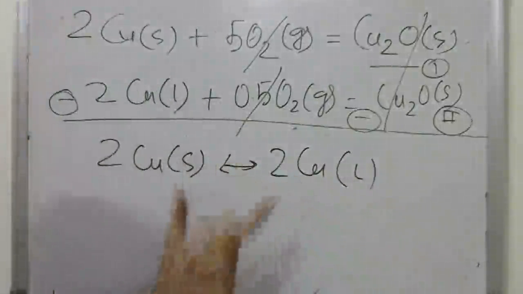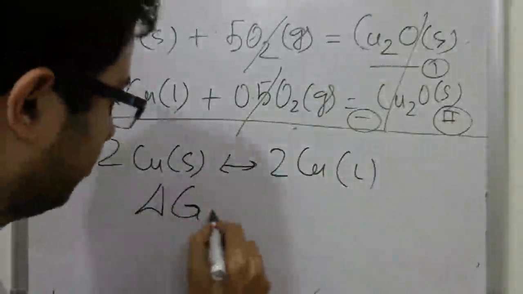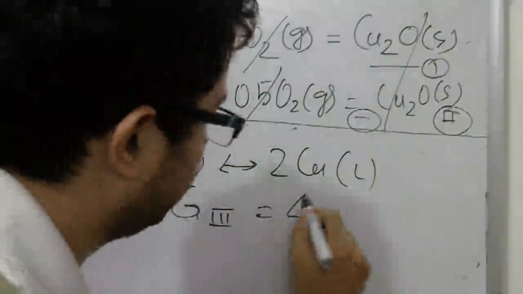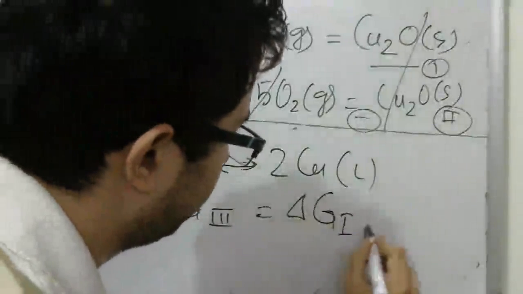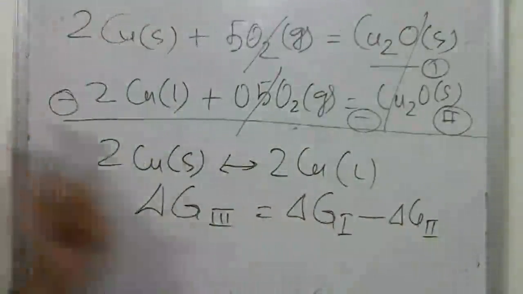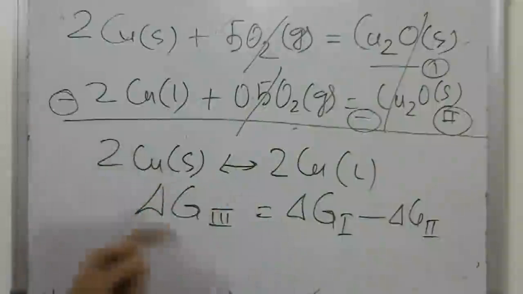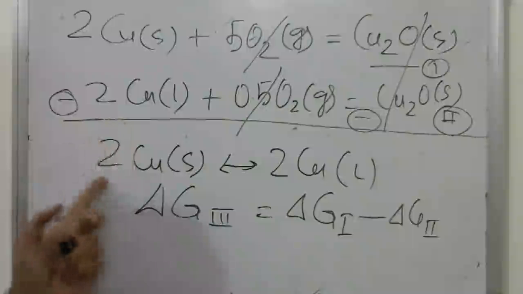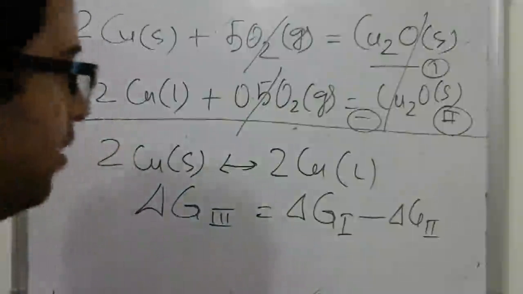This is a separate equation. So let's call it delta G3. Delta G3 is nothing but delta G1 minus delta G2, right? You also need to be a bit careful about this 2 term because you have been asked to calculate the molar free energy change for solid to liquid copper. So you need to do away with this 2 term. We'll divide it by 2. Actually we'll do it in the later stage.